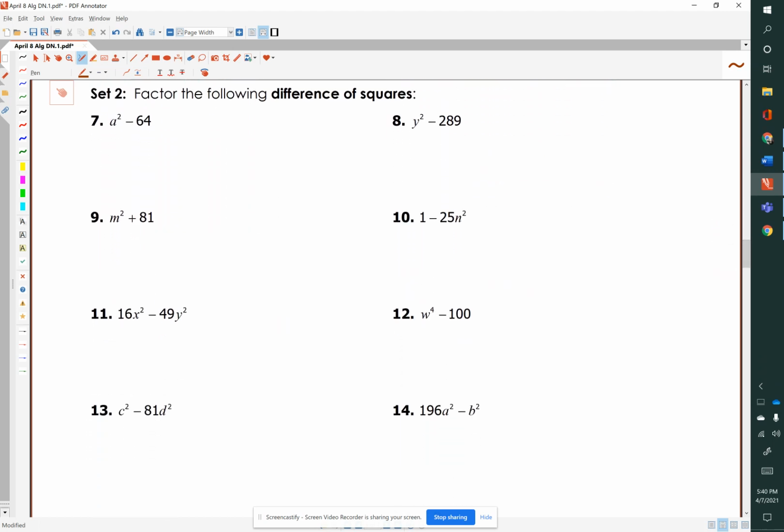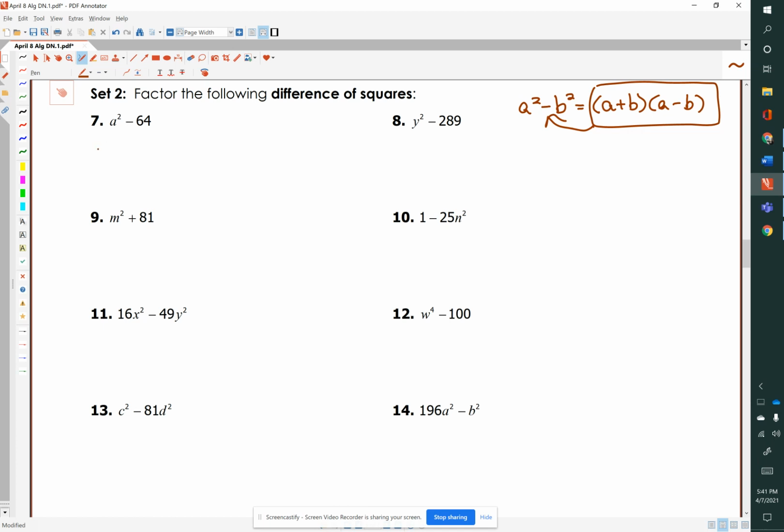So in set 2, we're going to factor a difference of squares. First, step 1, make sure you have a difference and both of the terms are squares. Step 2, we'll follow the rule: a squared minus b squared equals a plus b, a minus b, b being the square root and a being the square root of the original terms. And if you were to FOIL that, you would get back to the original problem.